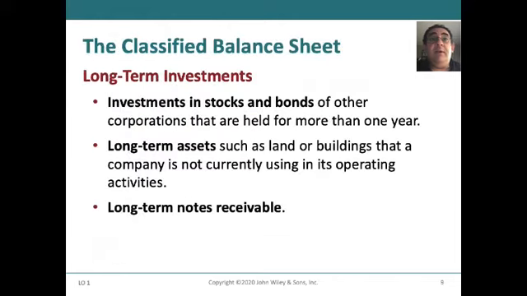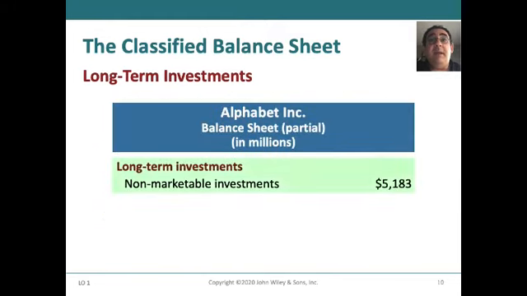Now, long-term investments would be things like investments in stocks or bonds that the company expects to hold for longer than 1 year. Other long-term investments might be investments in land or buildings that the company isn't operating or using, or might be saving for sale. And then there's notes receivable. Here's an example from Alphabet Inc.'s balance sheet. They have about $5 billion in non-marketable securities as a long-term investment.